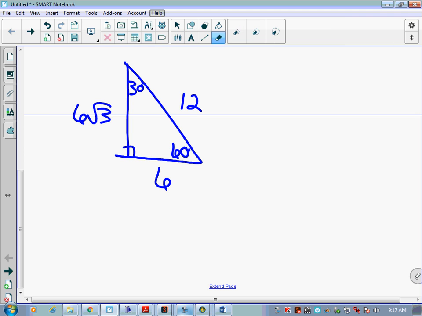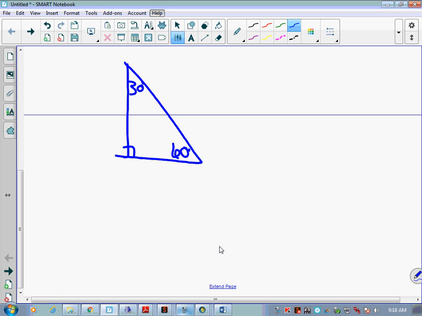All right? Let's try a different one. Let's make this 10. What's the next thing I want to find? Short leg. What's my short leg? 5. And what is my side opposite 60? 5 radical 3. Okay, good.